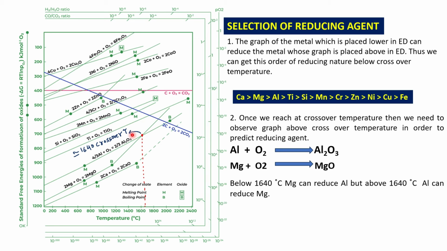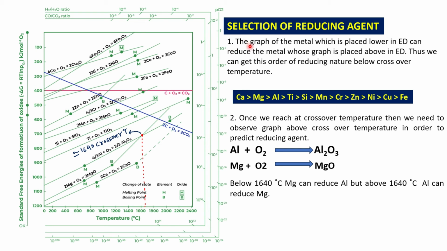1640 degrees centigrade. So let us understand what this crossover temperature is explaining. Generally, with the help of the Ellingham diagram, we select the particular kind of reducing agent for a metal oxide to get reduced in order to get the pure metal. Basically, we are selecting the reducing agent. So let us understand how it works.